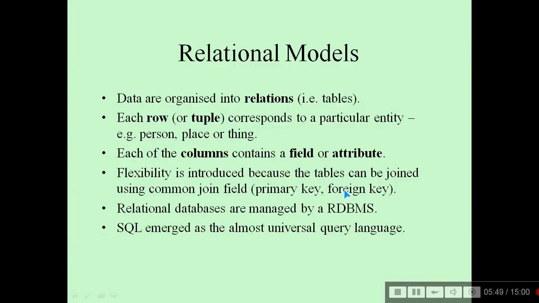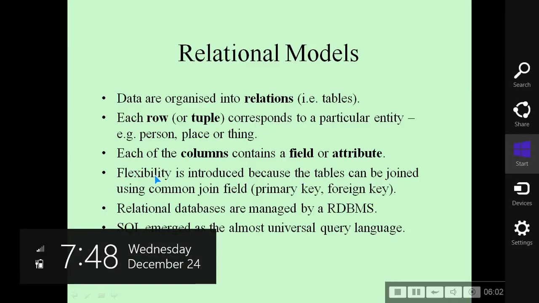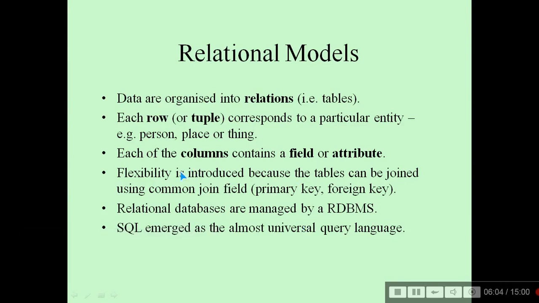Then came the relational model. Data are organized into relations, that is tables. Each row or tuple corresponds to a particular entity, for example a person, place or thing, and each of the columns contains a field or an attribute. Flexibility is introduced because tables can be joined using a common joining field like the primary key or a foreign key, which is unique. Relational databases are managed by an RDBMS, relational database management system. SQL emerged as the most universal query language.